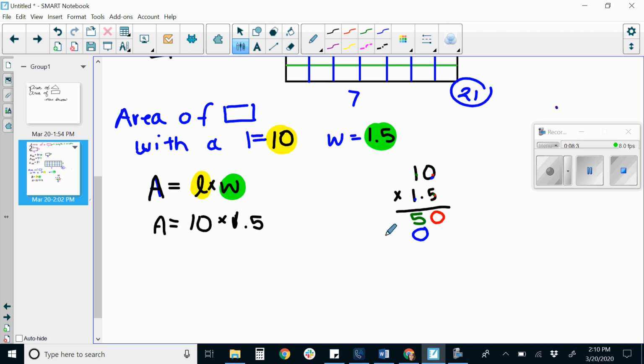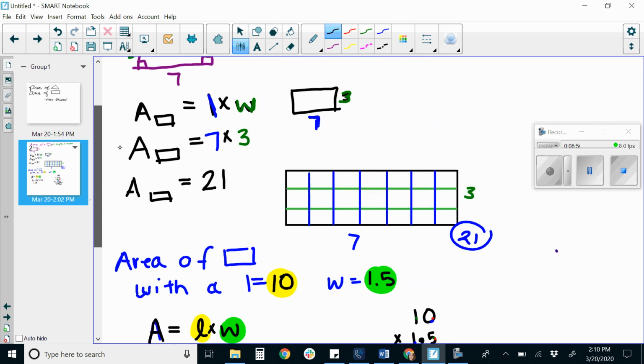And 1 times 1 is 1. So then here we add placeholder 0. 0 plus 0 is 0. 5 plus 0 is 5. 1 plus nothing is 1. And then we have one decimal place. So our answer is 15. So that's how you find area of a rectangle.